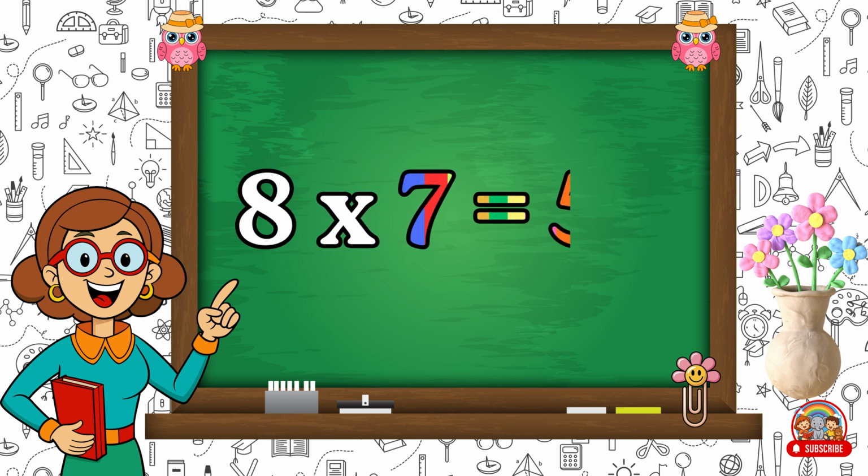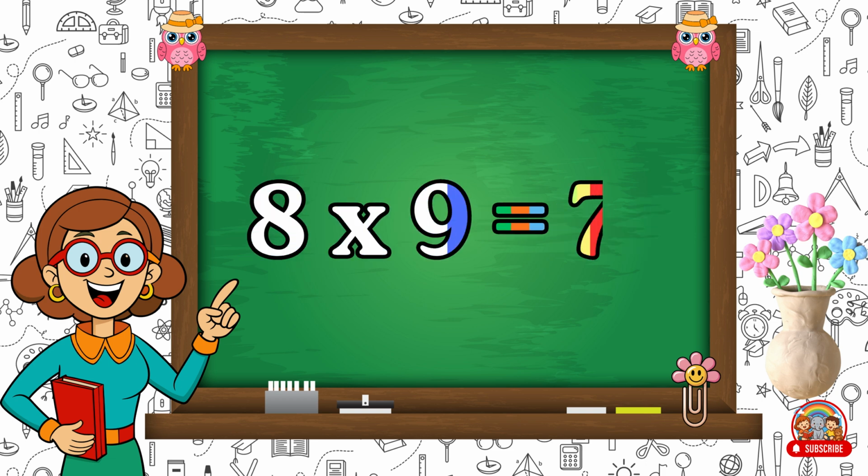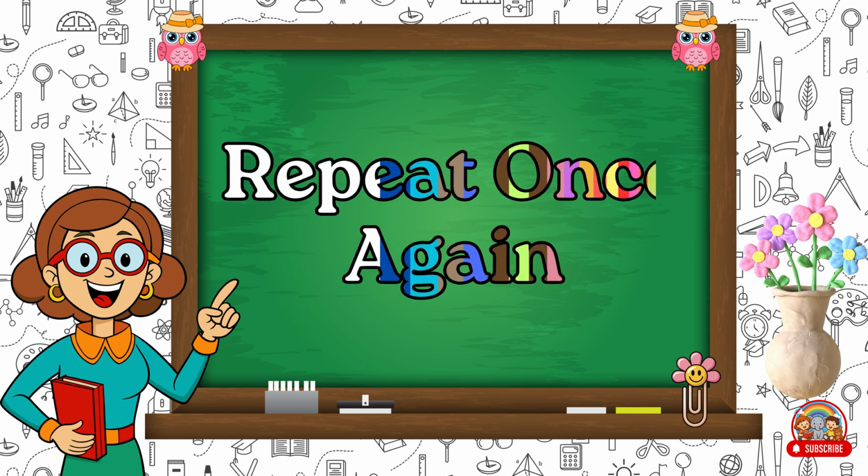8 sevens are 56. 8 eights are 64. 8 nines are 72. And last, 8 tens are 80. Repeat once again.